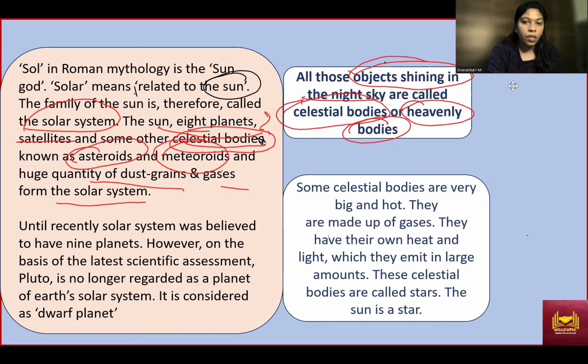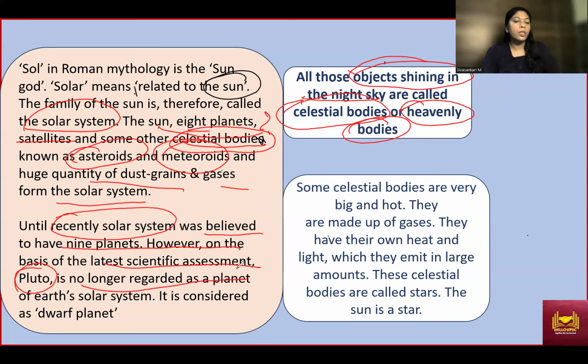And see this. Recently, we have mentioned only 8 planets, but previously there were 9. है ना? पहले वो 9 है, अभी वो सिर्फ 8 है. Why have we reduced the number of planets? So recently, the scientific assessment is that Pluto is no longer regarded as a planet. It is considered a dwarf planet. Okay, so that is why it is not a planet. This point also you can note.